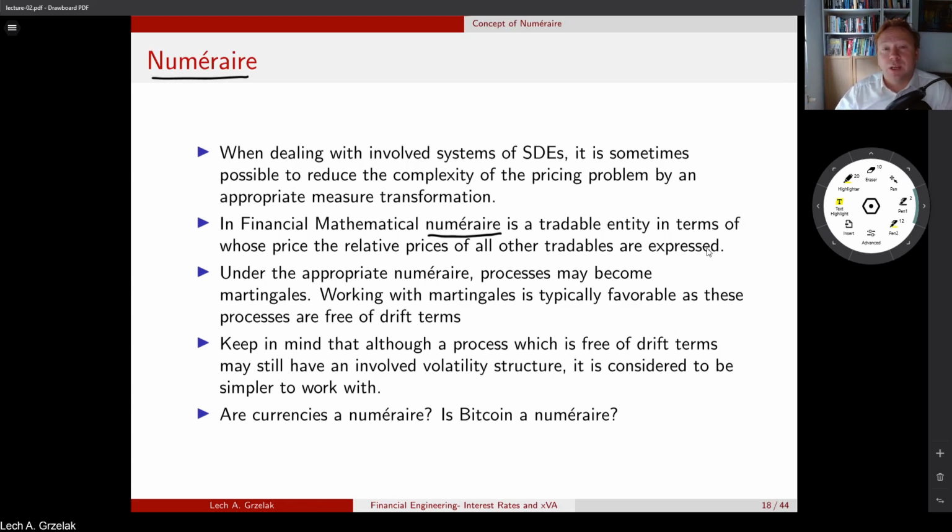So, for example, you can express the prices of all your products in terms of apples. Then apple would be considered a Numeraire. For example, you want to buy a television set or something else, and you express the price in apples. That apple would be considered the Numeraire, and everything else would be expressed relative to that Numeraire.